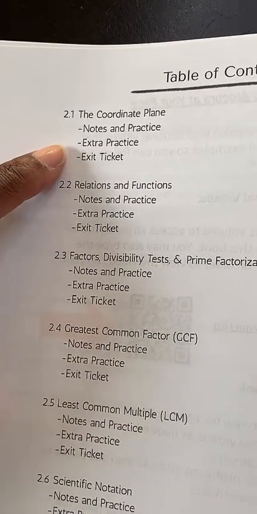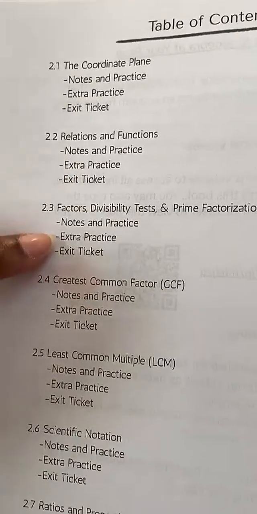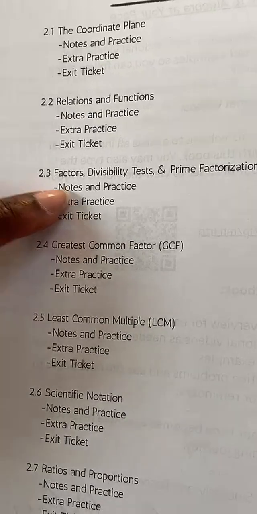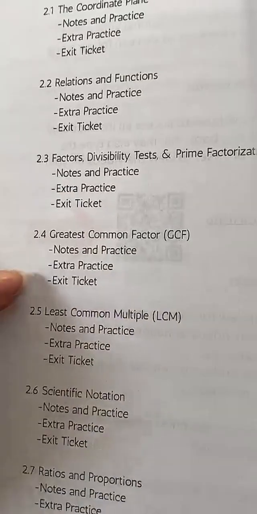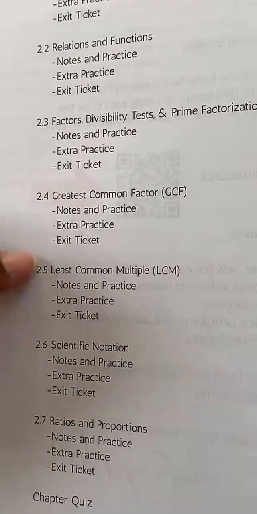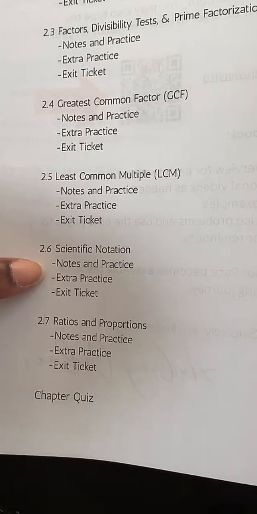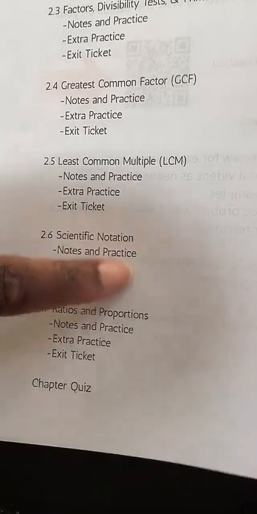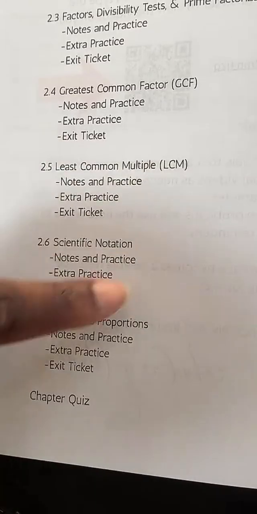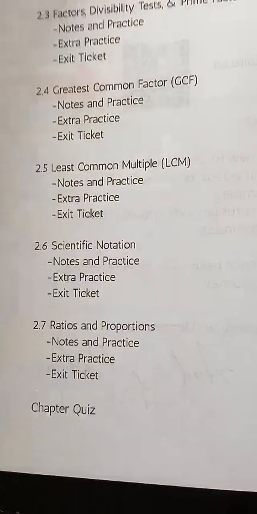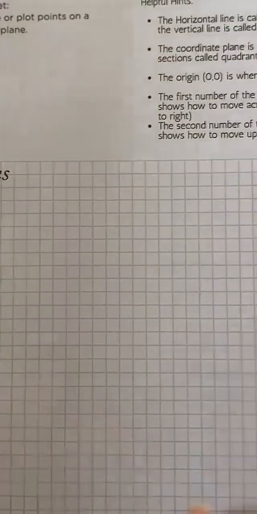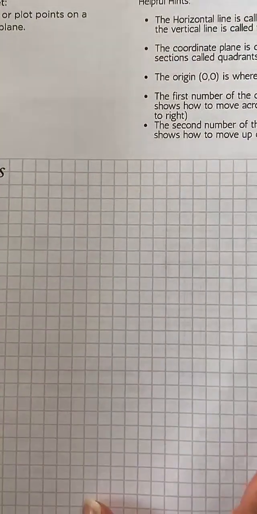So we have the coordinate planes, relations and functions, factors and the divisibility test. Whew, man. Greatest common factor, least common multiples, scientific notation. A lot of people generally screw up on these. These are mostly 4-point questions, 3-point questions, just so you know. And ratios and proportions. So you will get notes.